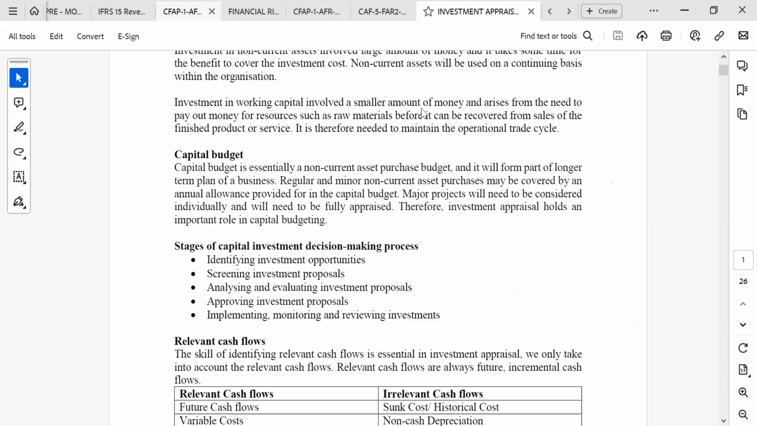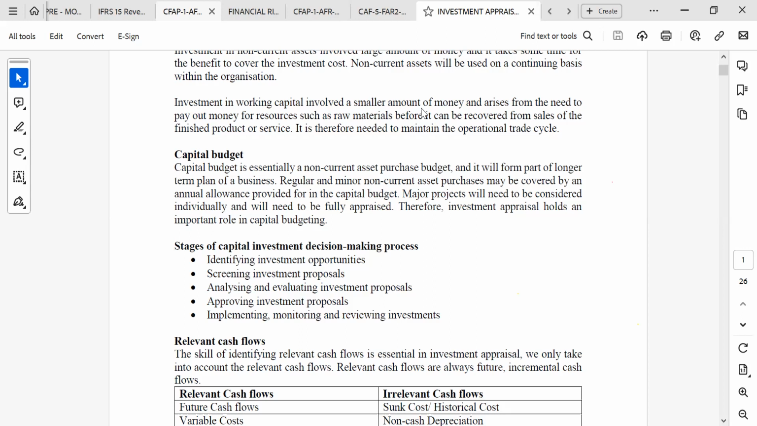You can decide to use the accounting rate of return. You can decide to use the net present value. You can decide to use the discounted payback period. You can decide to use the internal rate of return. So this is where you'll be appraising the investment with the investment appraisal technique tools.